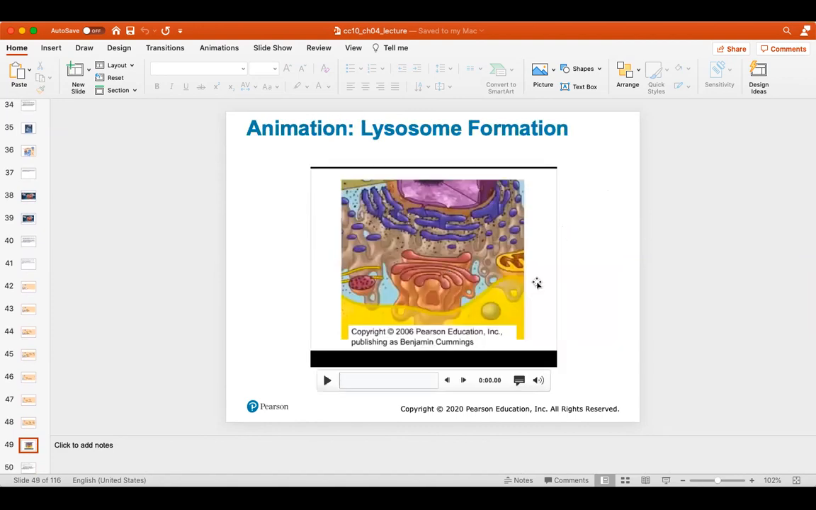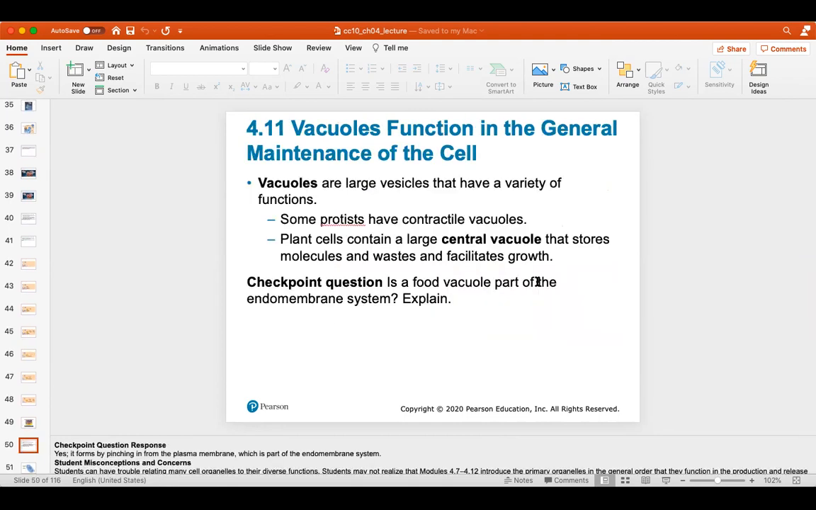Here's a great animation talking about lysosome formation. So again, please download the PowerPoint and take a look at that animation. A vacuole is a large vesicle that has a variety of functions. Some protists have contractile vacuoles, and plant cells contain a large central vacuole that will store molecules and waste and facilitate growth.